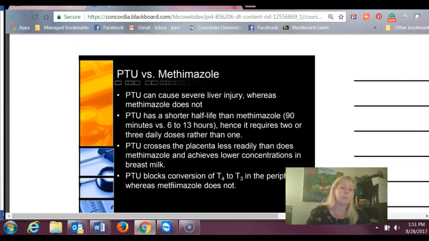Alright, so more comparisons of the two. PTU can cause severe liver injury, which I mentioned before, and methimazole, you don't have to worry about that. PTU has a shorter half-life, remember the 60 to 90 minutes versus 6 to 13 hours with the methimazole. So that's why it requires 2 or 3 daily doses rather than 1. PTU crosses the placenta less readily than does methimazole, and achieves lower concentrations in breast milk. So that's a plus for PTU, right?